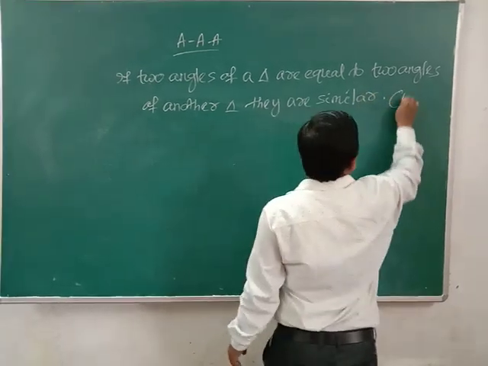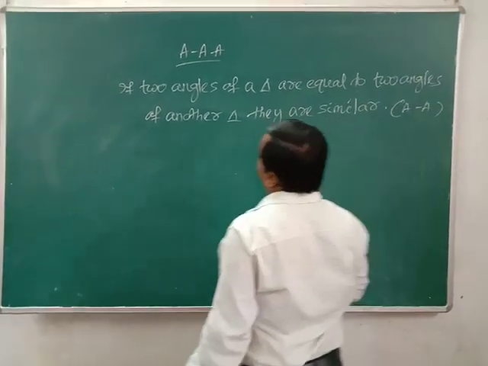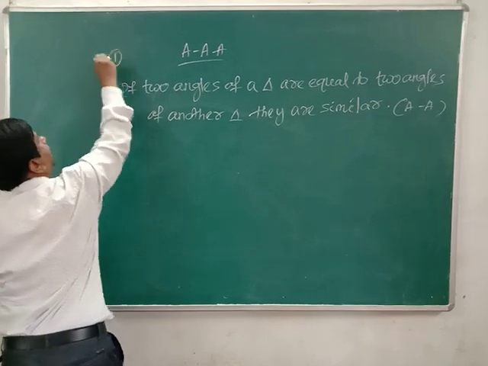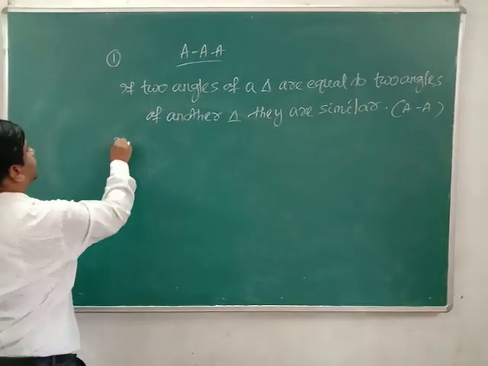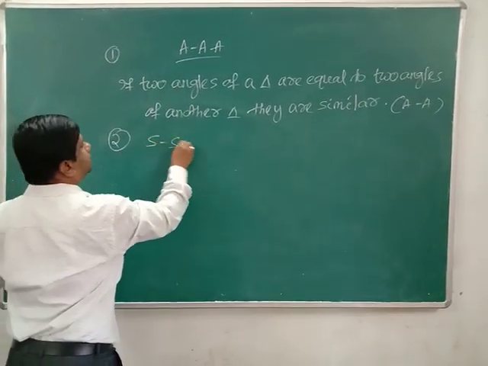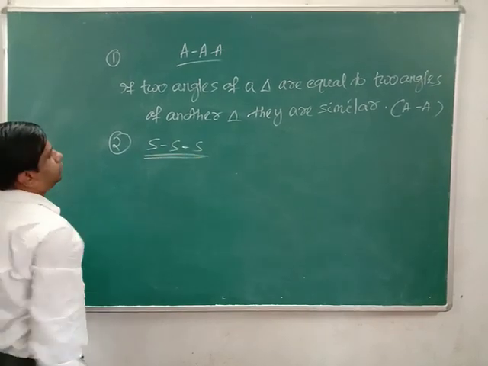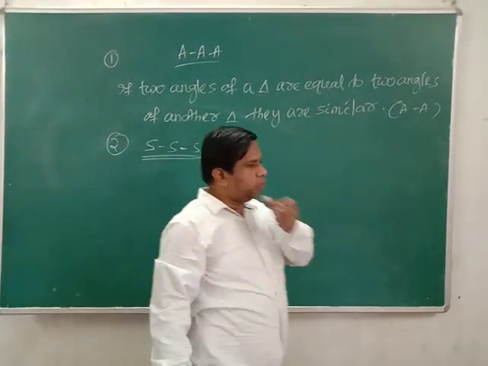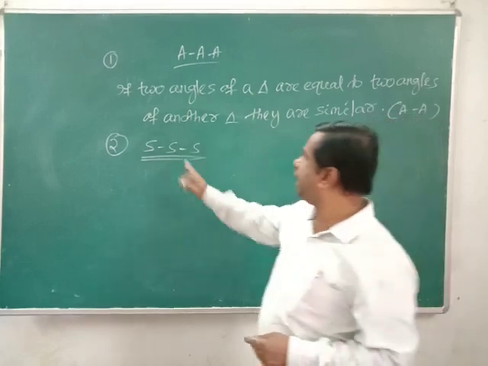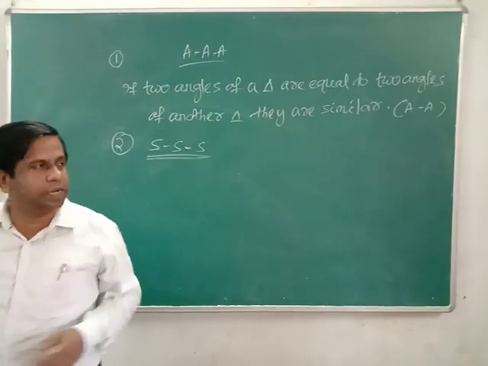That is called AA criteria. This is the first. AAA or AA. Second is side, side, side. I am not going to prove this theorem. You yourself will prove this theorem. Side, side, side. So what do you mean by side, side, side?